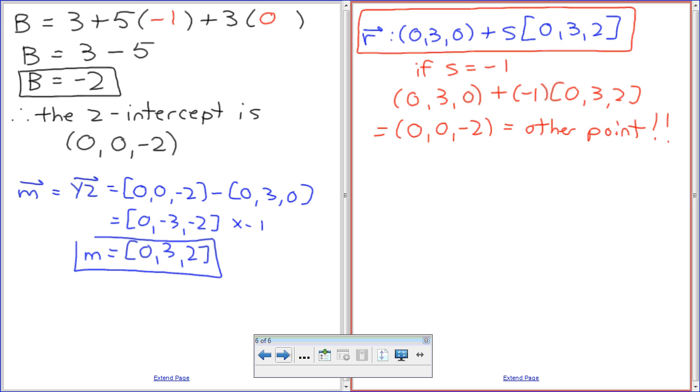Because remember last week that I wanted the direction vector to be positive, right? Because it's nicer. You lose half a mark. Seriously? It's just like if you have a fraction.